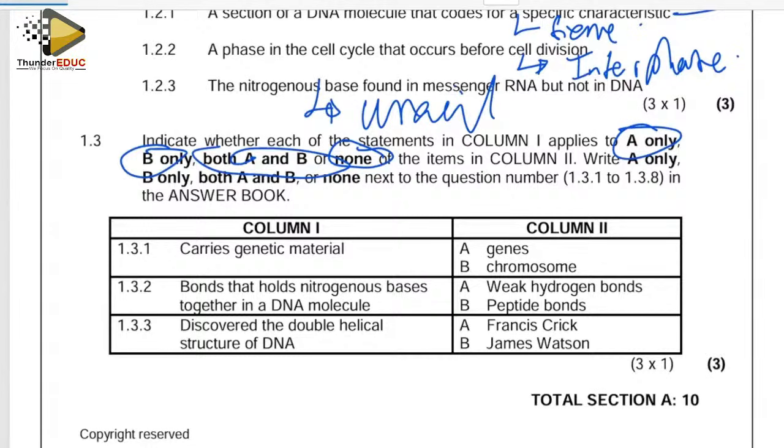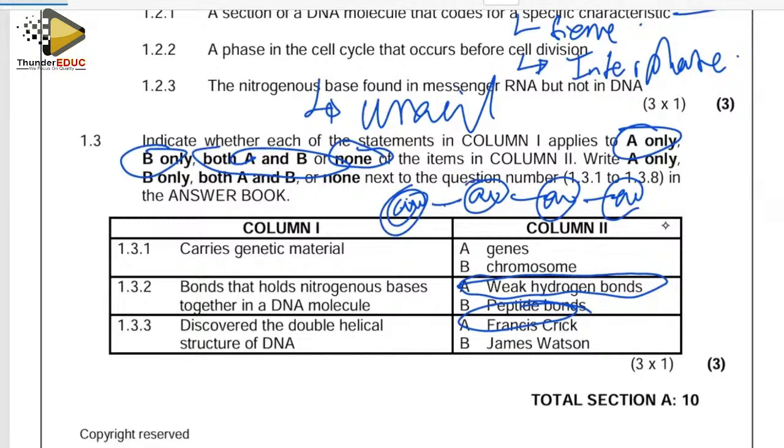The bond that holds the nitrogenous bases together in a DNA molecule is weak hydrogen bonds. Where do we find peptide bonds? Peptide bonds are between amino acids, between two different amino acids. So when the bond is between the two, we call it what? Peptide bond. Yes. Do you remember that?